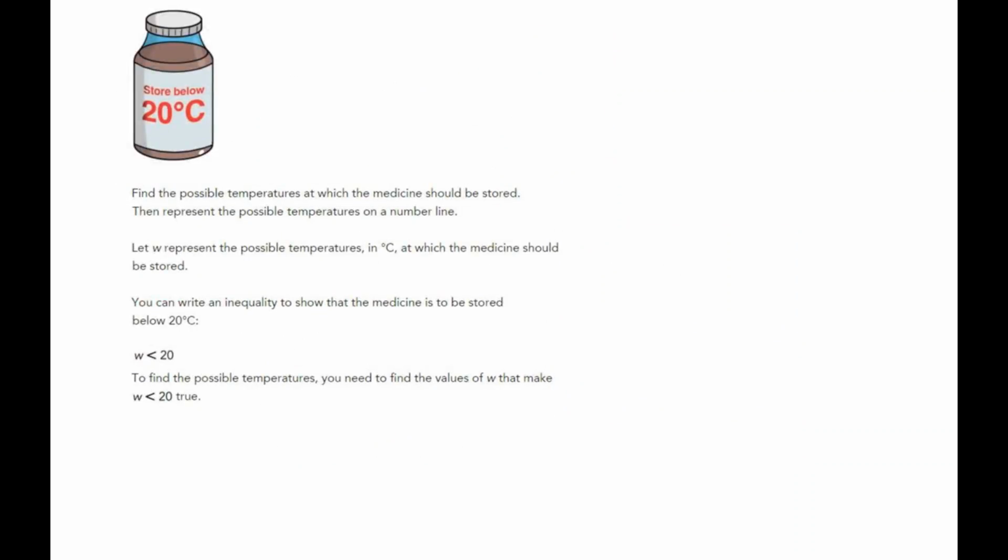So here we have a medicine bottle. A lot of medicine needs to be stored below a certain temperature because it'll ruin it. So it says here, store below 20 degrees Celsius. So we're going to find out all the possible solutions for storing this below 20 degrees Celsius. First, we write an inequality that the medicine bottle's temperature, we'll call it W, is less than 20. In other words, it needs to be stored somewhere less than 20 degrees Celsius.